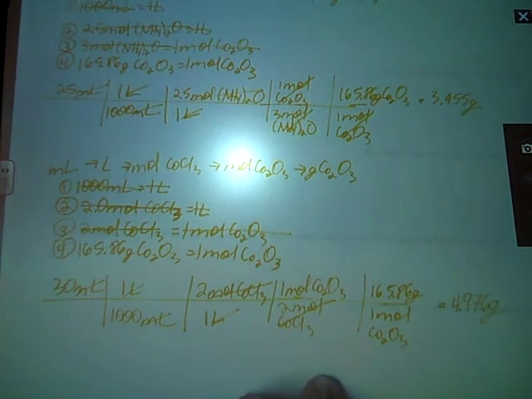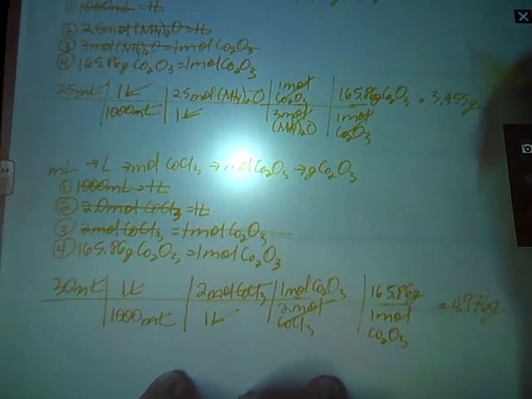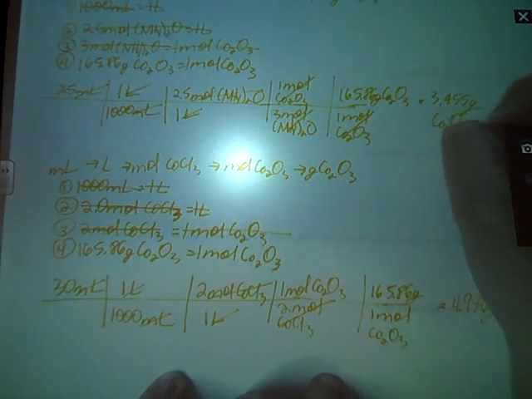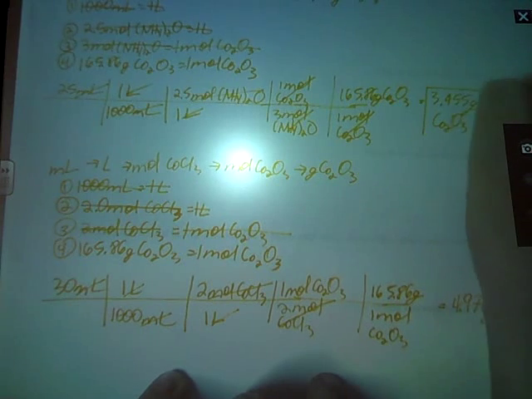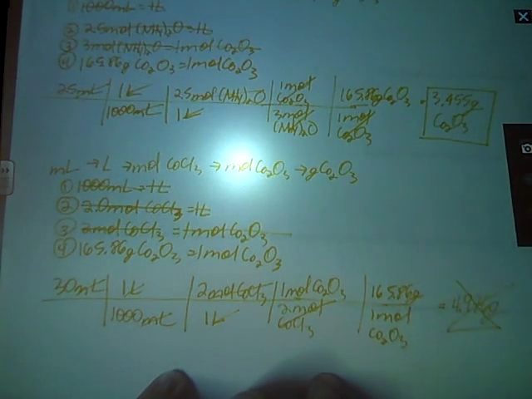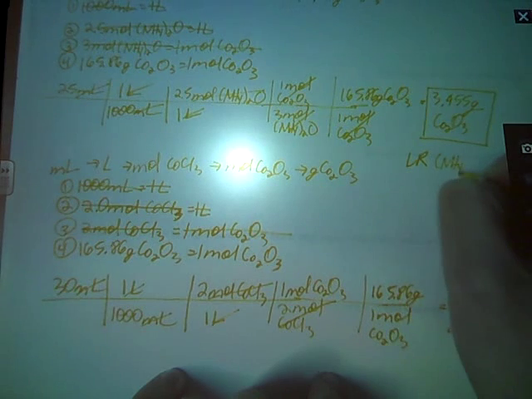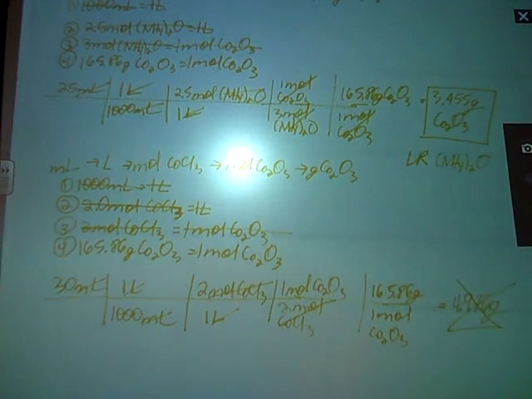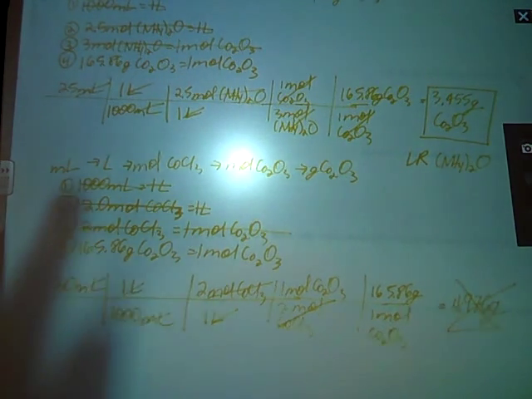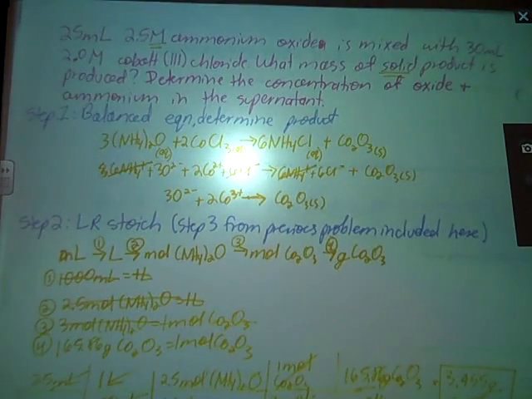So, as you notice, that 3.455 did in fact turn out to be my lower number. So this is the one that actually happens. This one does not. So my limiting reagent is the reagent that gave me this number, my ammonium oxide. So we have completed the first part of this problem. We have found out the mass of solid product produced.